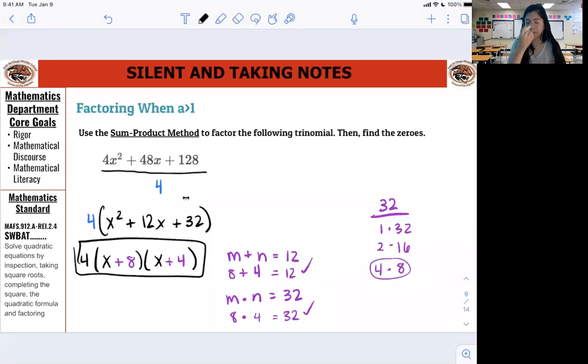And what are my x-intercepts? Good. X-intercepts or zeros would be -8 and -4. Any other questions on this situation where you have to factor out the 4? No questions?